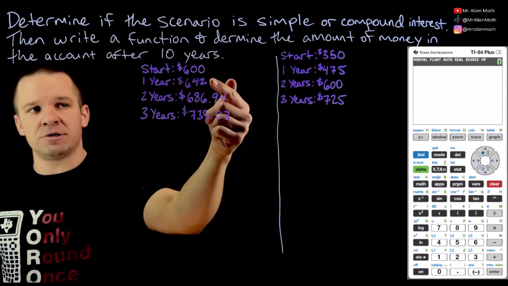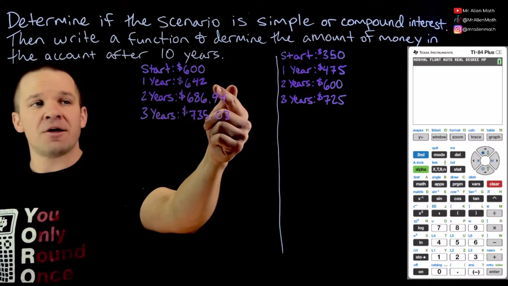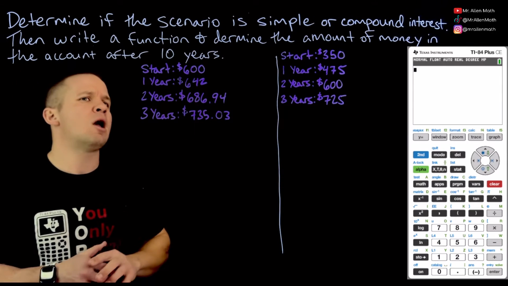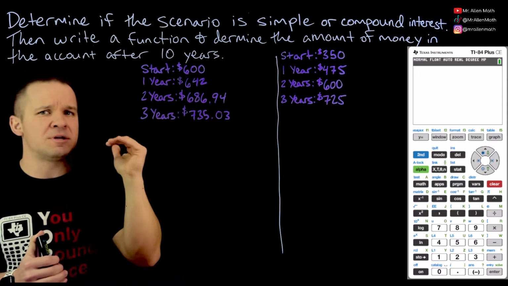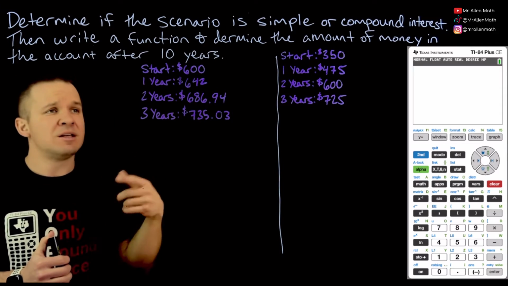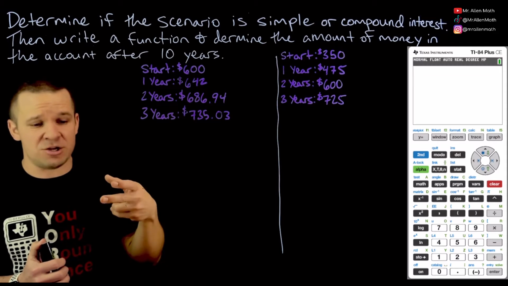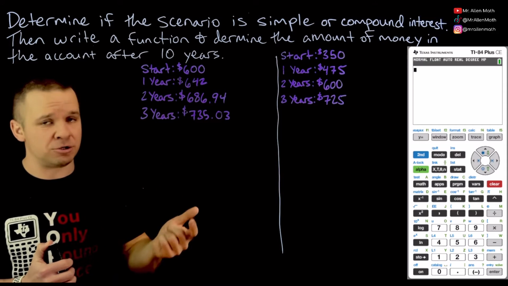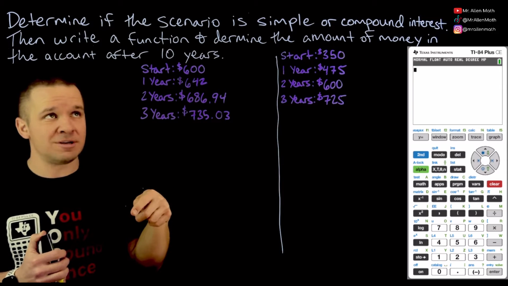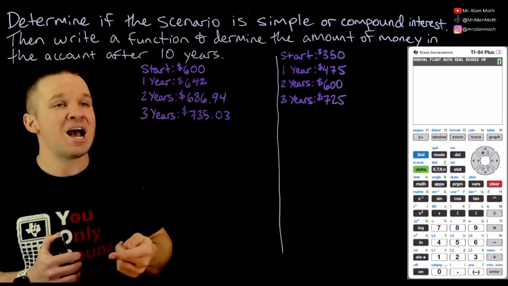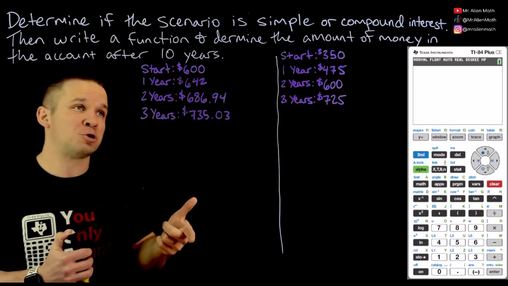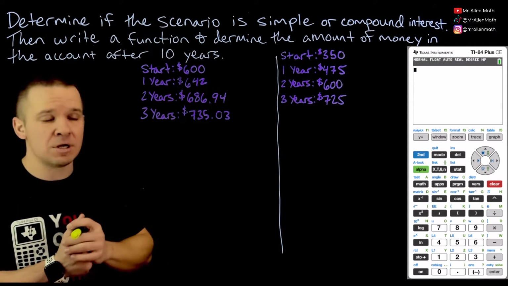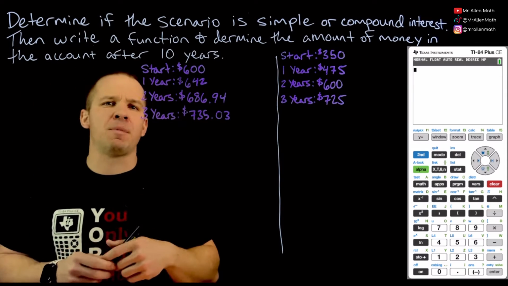After a year, it grows to $642. Then $686.94, then $753.03. Well, this does not seem to be simple because they're not adding the same amount each time. Simple interest is whatever percent you add to the first amount, and then you're adding the same thing each time. If it's compound interest, you then earn interest on the interest you earned, and then you earn interest on that interest, hence the name compound. So I'm thinking this one's going to be compound, but by how much?